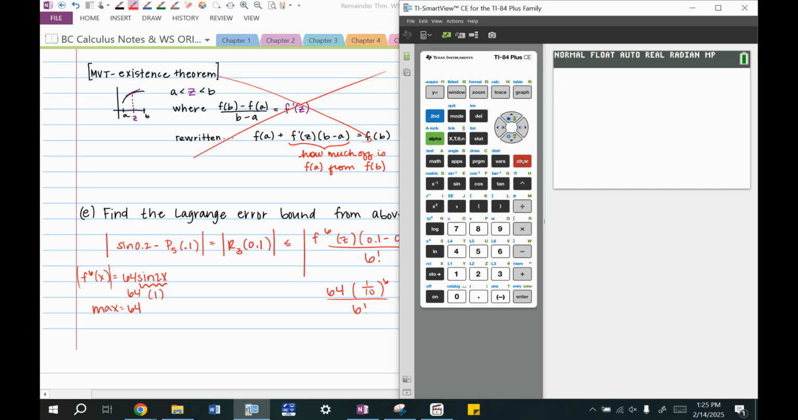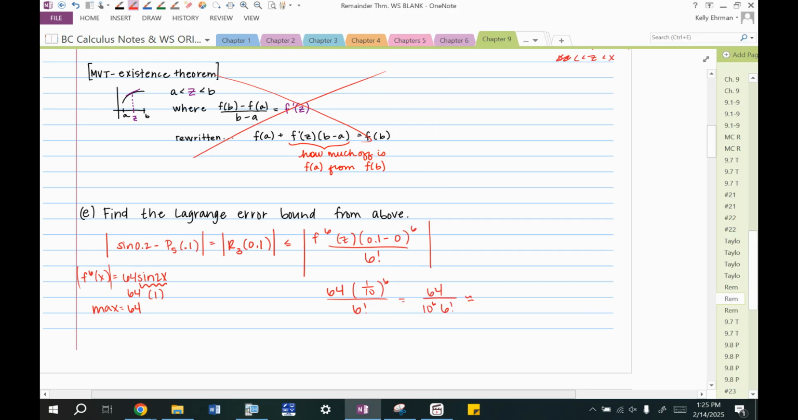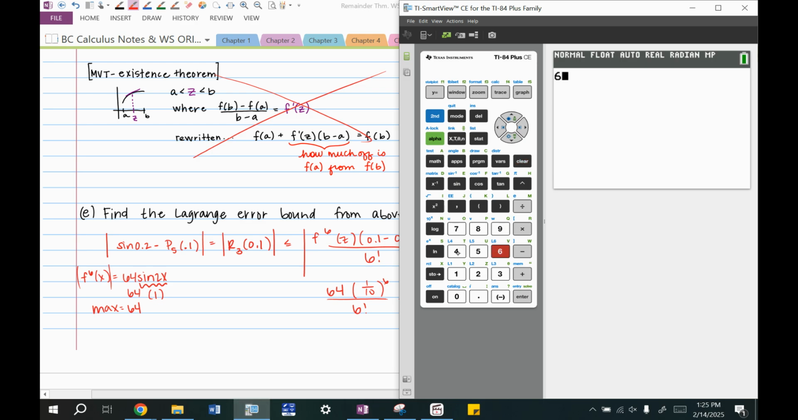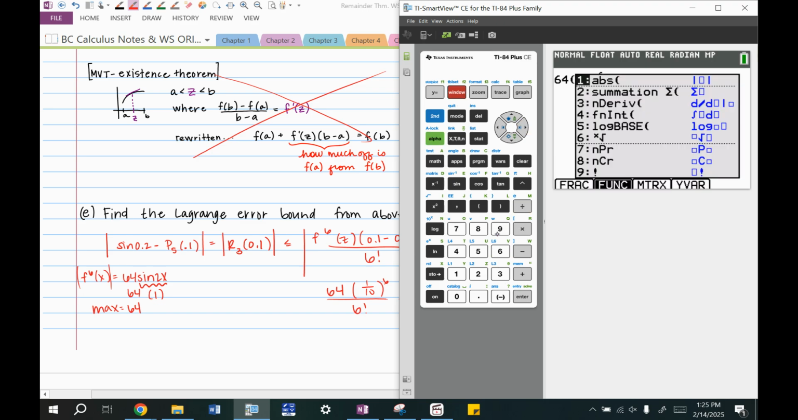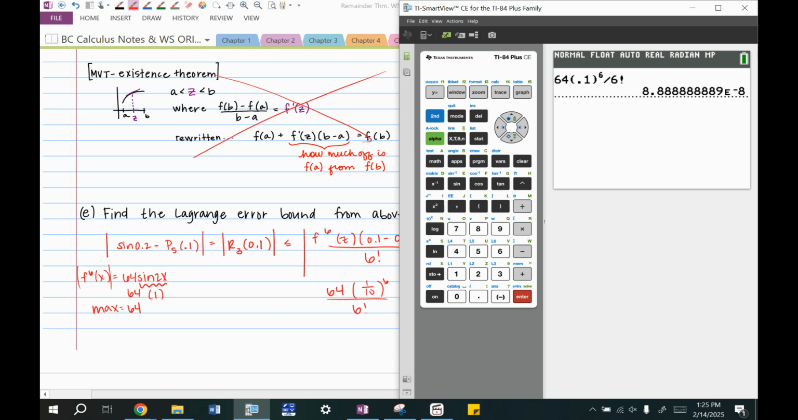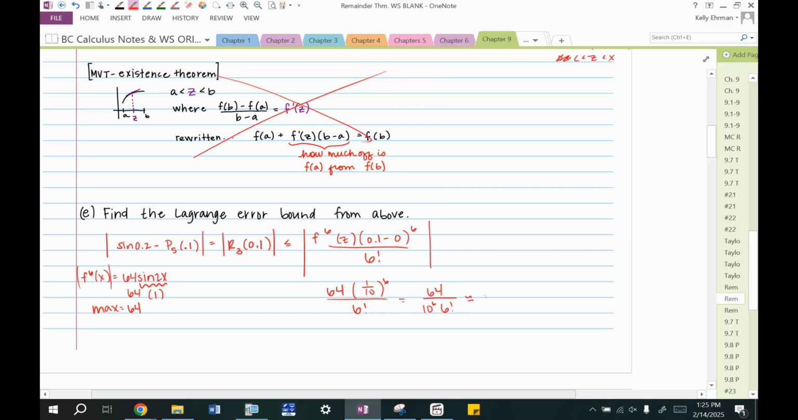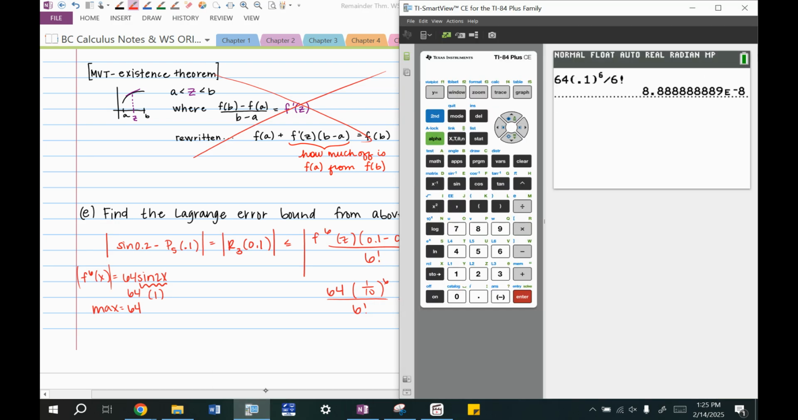Okay, hold on. Clear this out. 64. Let me see if I can type this in correctly. 64 times, oh, I had the 0.1 in the wrong spot, times 0.1 to the 6th. I'll get it right. Divided by 6 factorial. There we go. That looks better. We need to have a bunch of zeros in front for error. It's bad if your error is like 8,000 and something. Okay, so this is 7 zeros. 2, 3, 4, 5, 6, 7. And then it says 8 repeating.